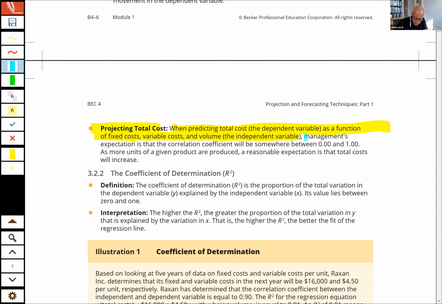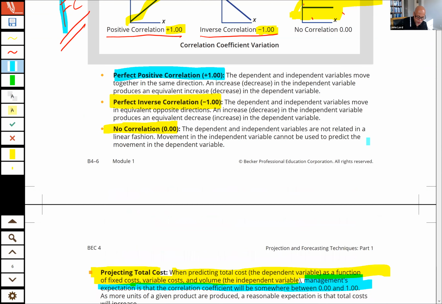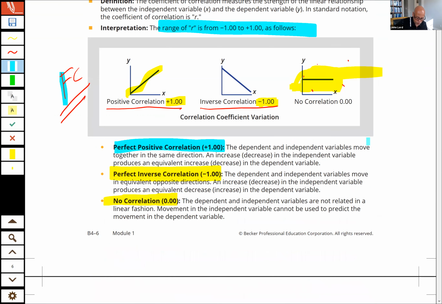And management, and here maybe I should have just kept going with the book to answer your question. Management's expectation is that the correlation coefficient will be somewhere between 0 and 1. If it's 0, there's no correlation. So I would disagree that you're thinking it's between 0 and 1. You're thinking it's closer to 1. Otherwise, if you think it's close to 0, why would you be doing it? Now that's the coefficient of correlation, telling you how one moves, the other moves, right?